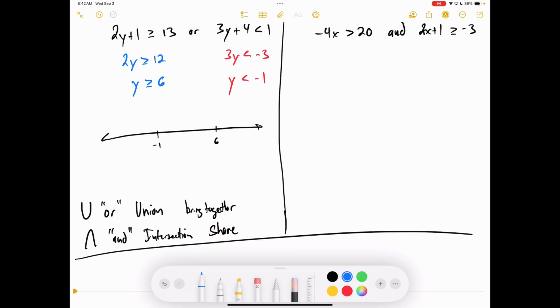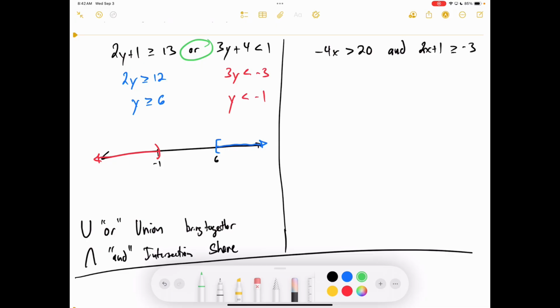And it is nice because I got the different colors. But if you graph these, I have y is greater than or equal to 6. So that is going to be a bracket and is greater than, so it goes forever to the right. Okay? Y is less than -1 is going to be a parentheses, and it's less than, so it goes forever to the left. Okay? All right, so now we have to focus on the word or.